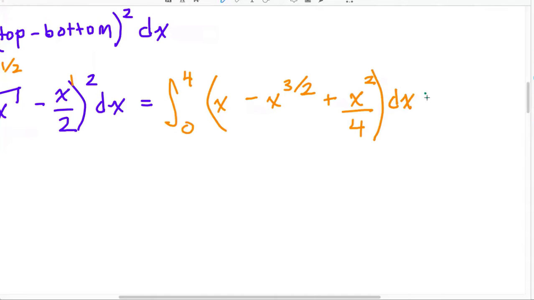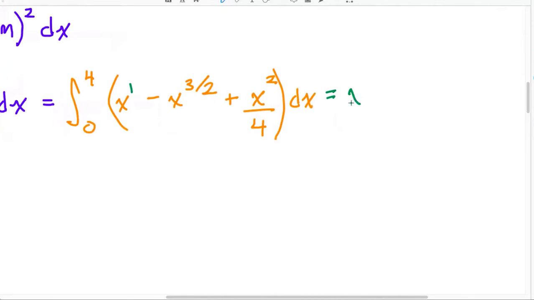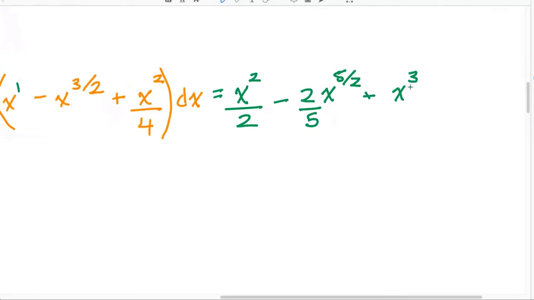Okay, now we have to actually take the integral. The integral of x to the power of 1 is x to the power of 2 divided by 2. Then minus, x to the 3/2 goes up to x to the power of 5/2, divide down, and that's the same thing as multiplying by 2/5. And then plus x to the power of 3, divided down, x cubed over 12. And that's the evaluation bar between 0 and 4.